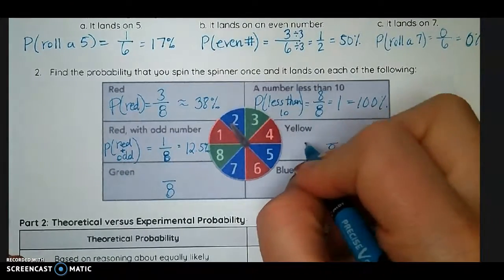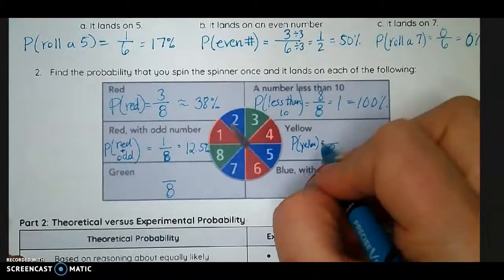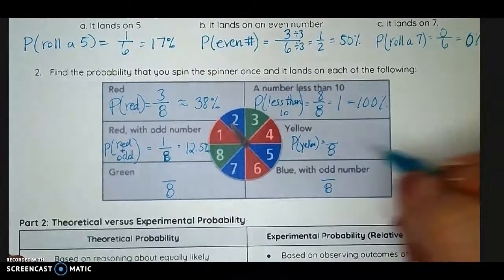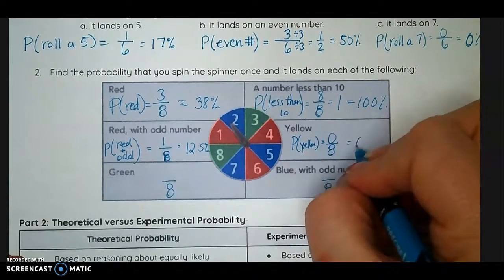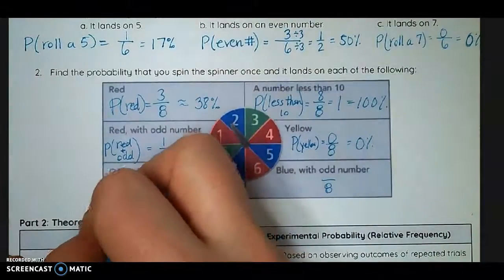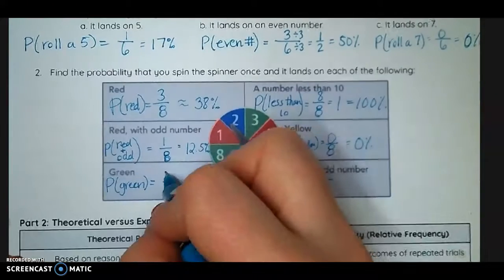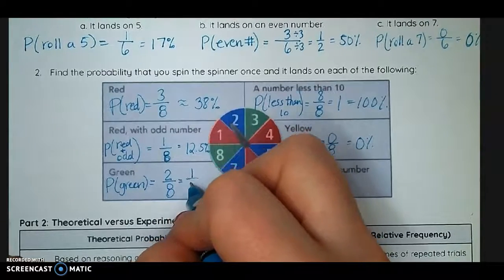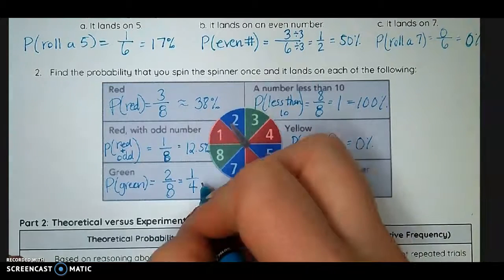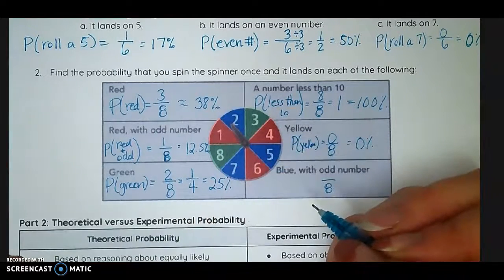The probability that I will spin a yellow, this is like the 7 above. There are no yellows, so it's a 0%. This is impossible for it to happen. The probability of spinning a green, I see 2 greens, and once again I want to reduce when possible, so I get 1 out of 4, which I can also think about as 25%.